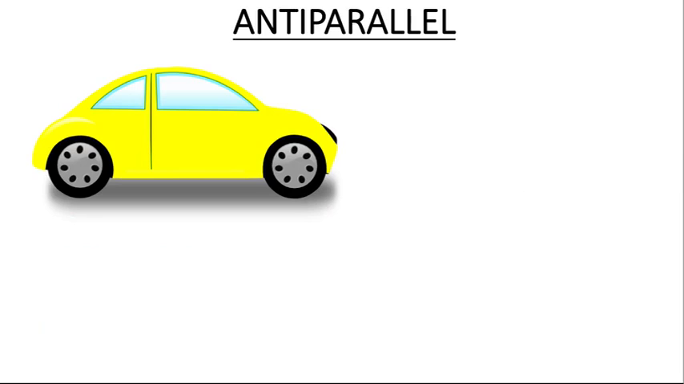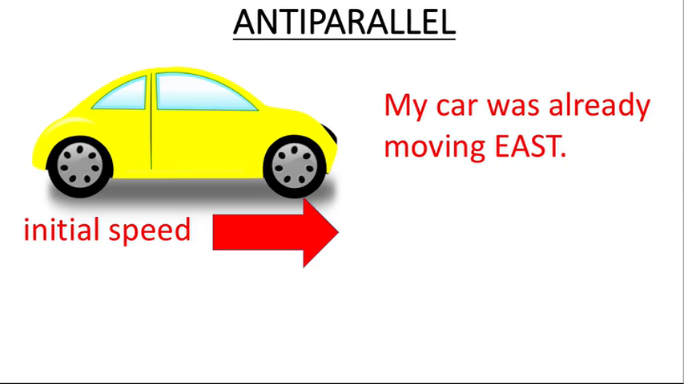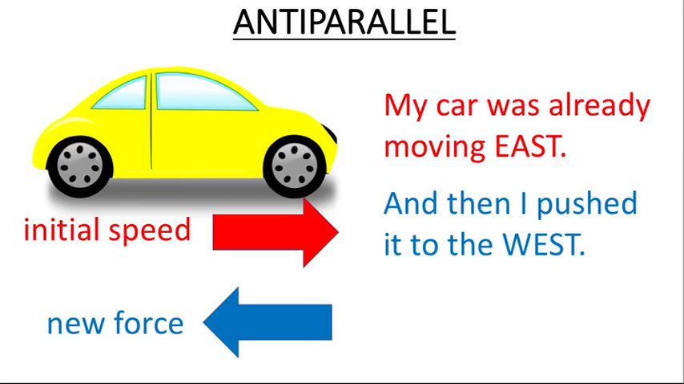Let's look at a different example, anti-parallel. Once again, your car was already moving to the east. We can draw this with a forward arrow. But this time, we're going to push the car to the west.